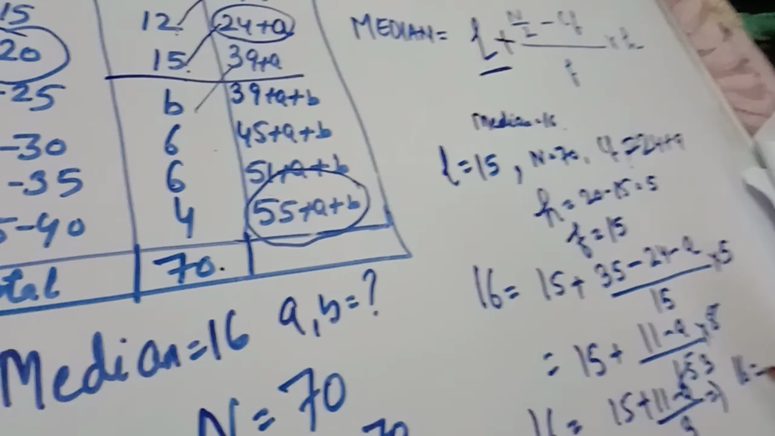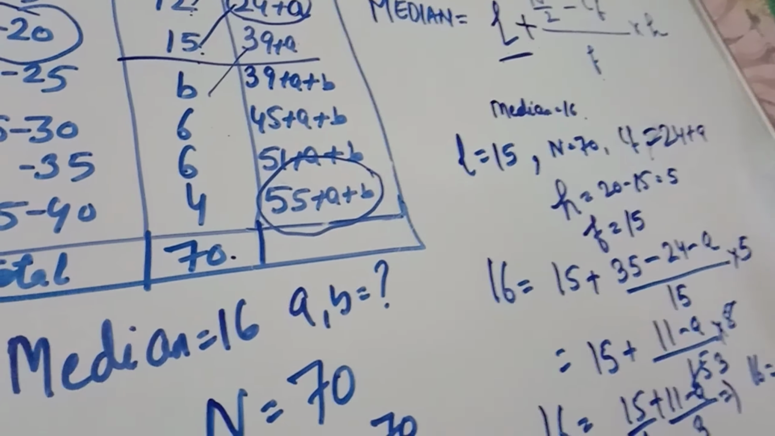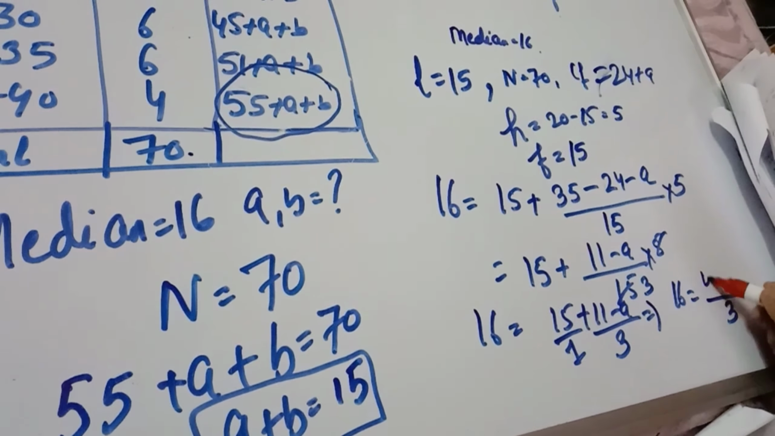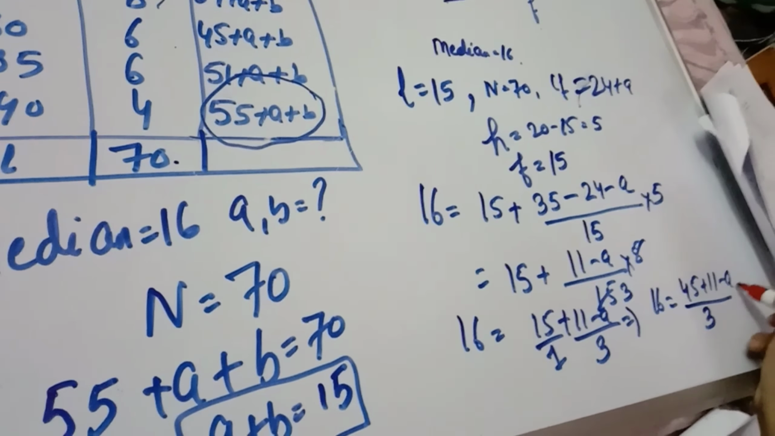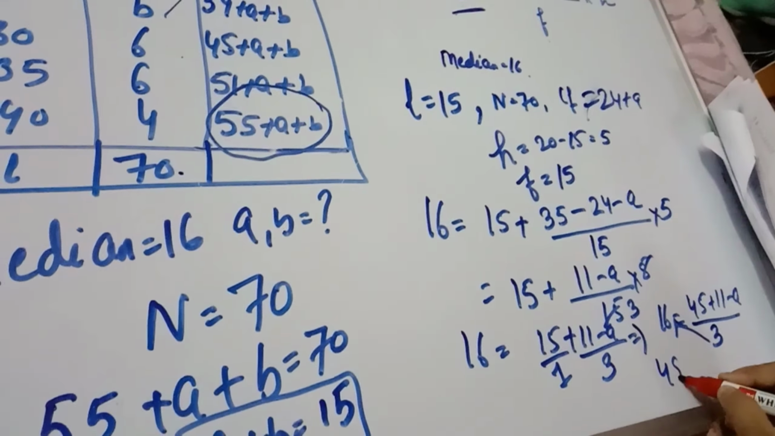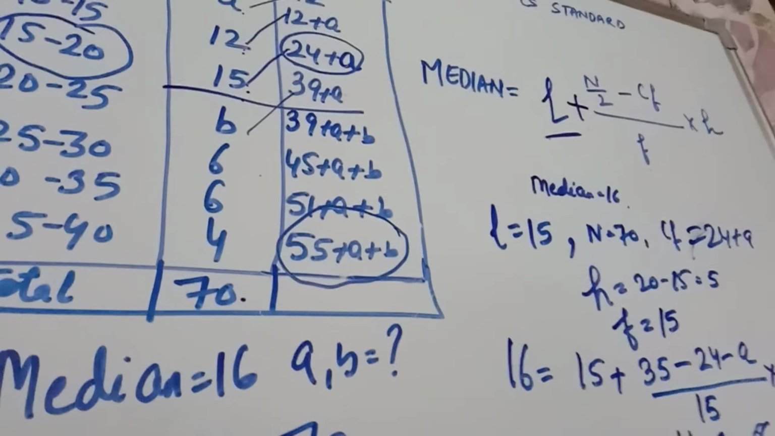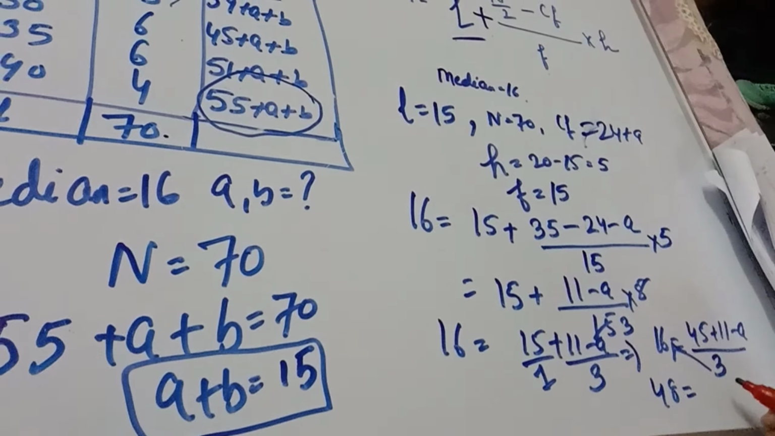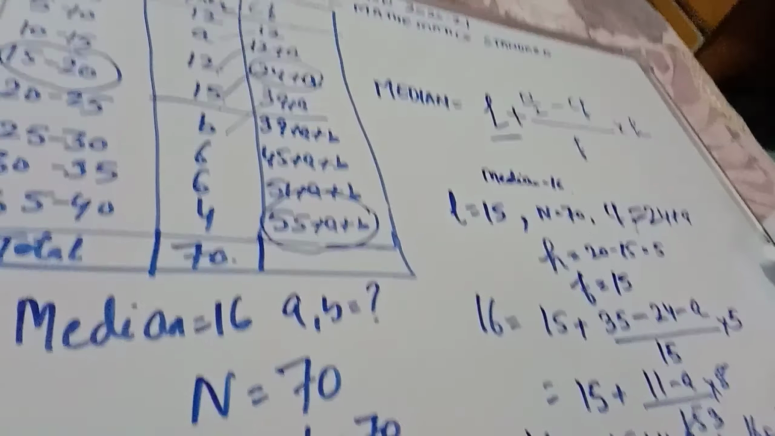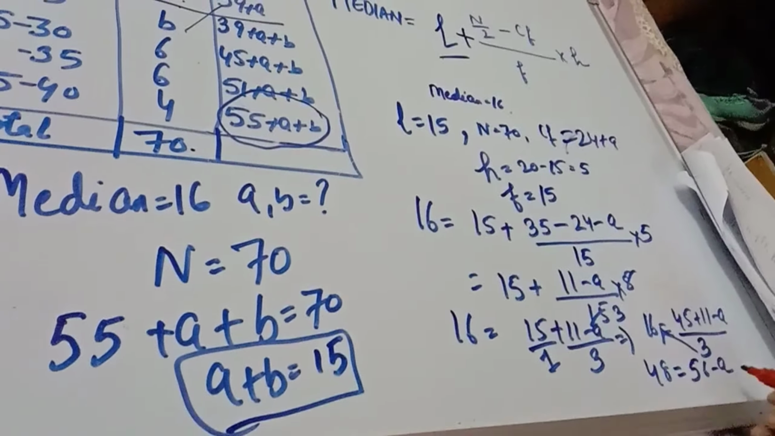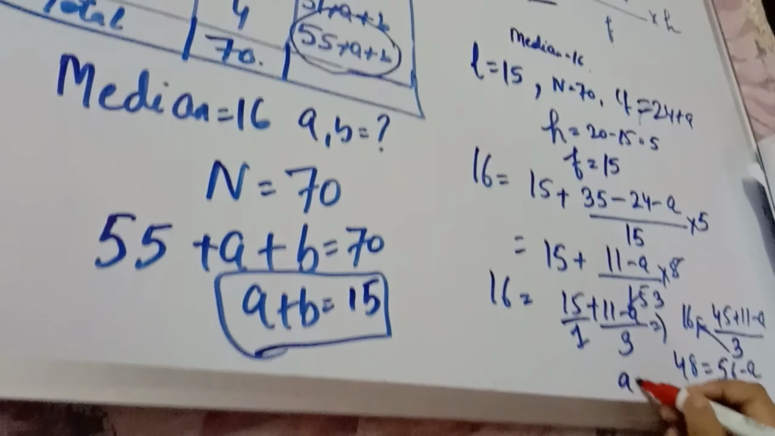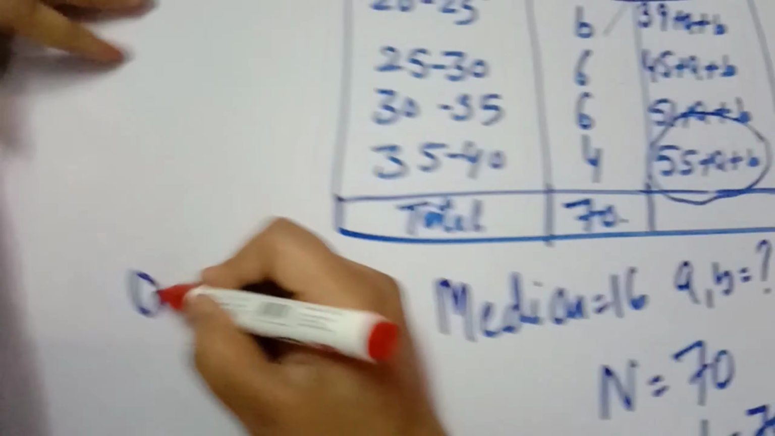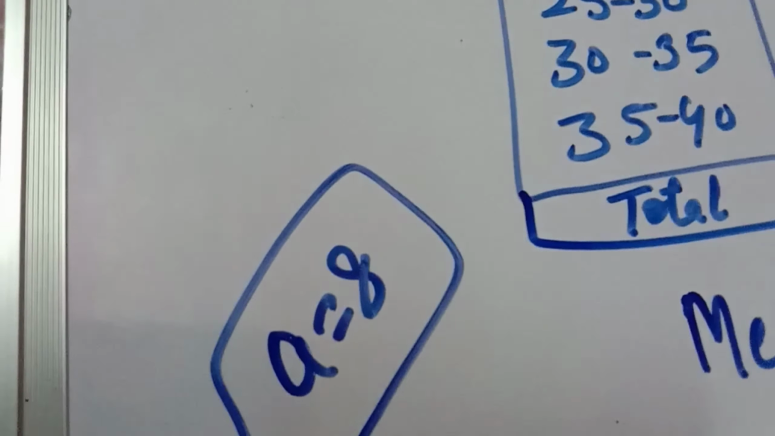Then you will get 16 is equal to, take the LCM of 1 and 3, which will come 3. Then 15 into 3 you will get 45, plus 11 minus A. So you will cross multiply, you will get 48 is equal to 45 plus 11 minus A, so you will get 56 minus A. So A you will get 56 minus 48, that will come 8. So I am writing here A is equal to 8 came.